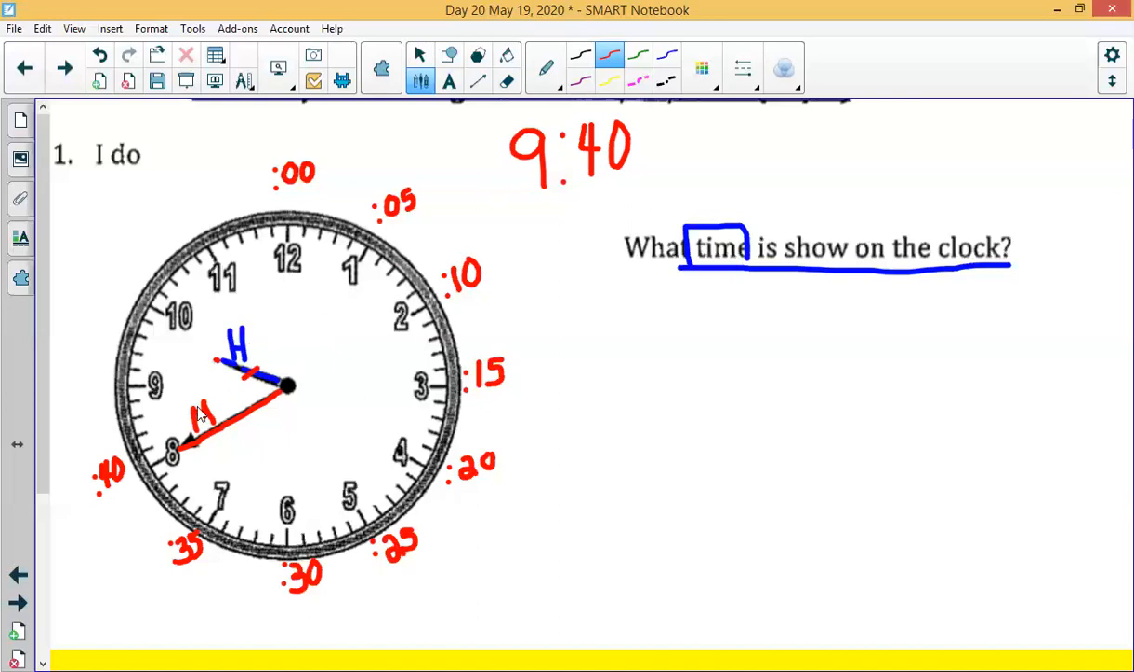Another way we can read this is that it's 20 minutes away from being 10. So if I count from here to here, 5, 10, 15, 20. 20 whole minutes before 10. So our time here is 9:40. Okay? So I'll pause and let you get what I have.